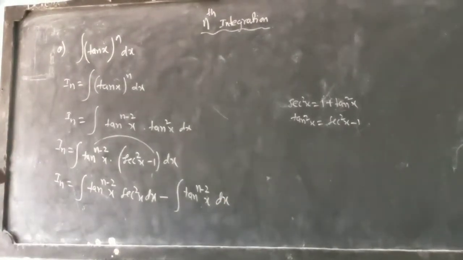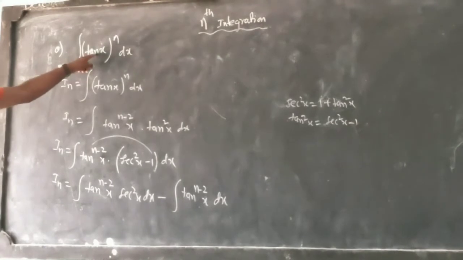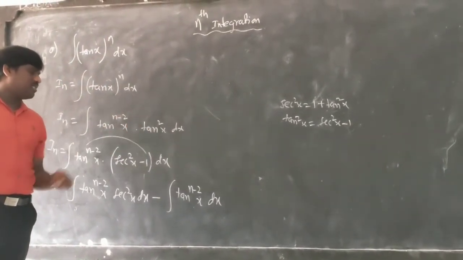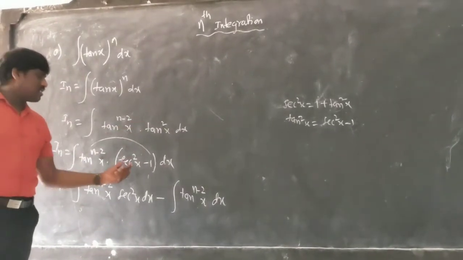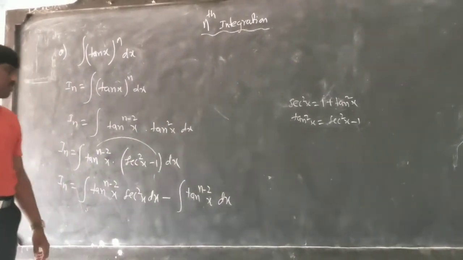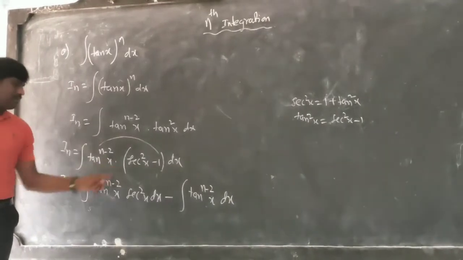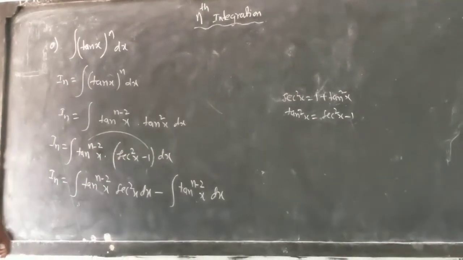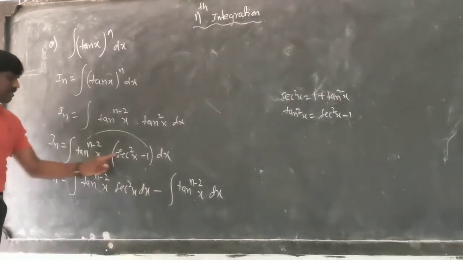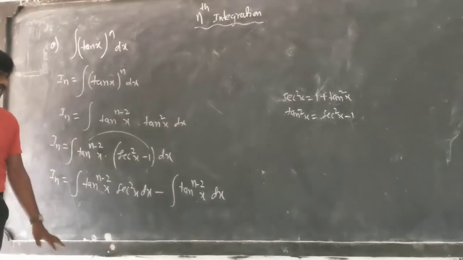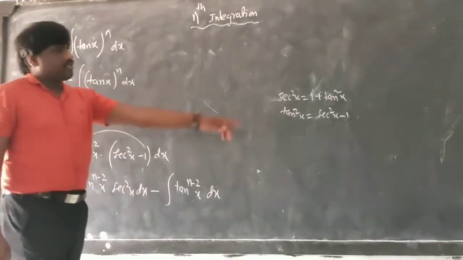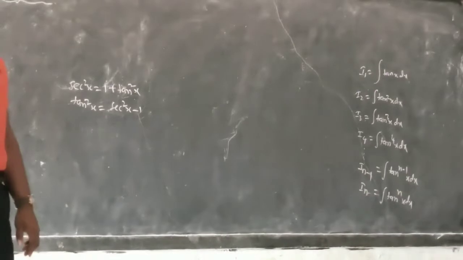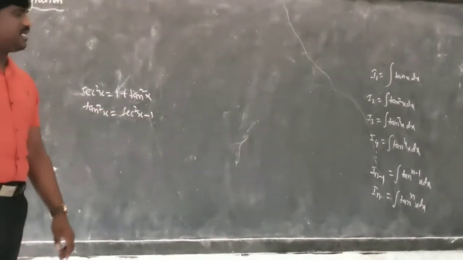What I did here, simple: tan power nx is there, that I wrote as tan power n minus 2x into tan square x, and this tan square x I wrote as sec square x minus 1 into dx, and I multiplied here minus and tan power n minus 2x into 1. Now simple thing, I just multiplied and separated the integration. As I told you, if I have In minus 1, then I get integration of tan power n minus 1x dx.